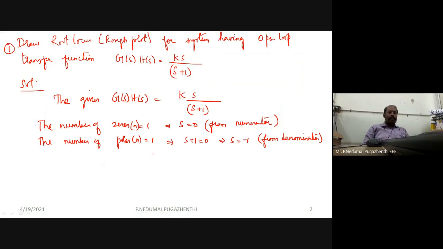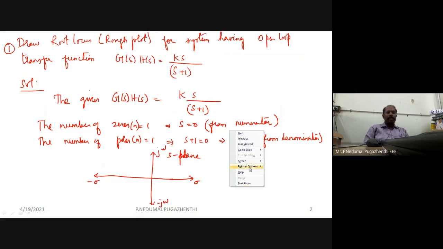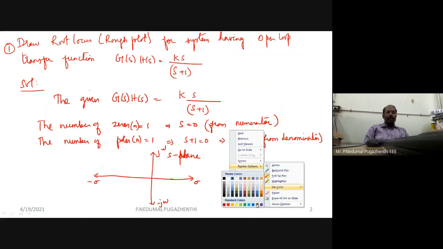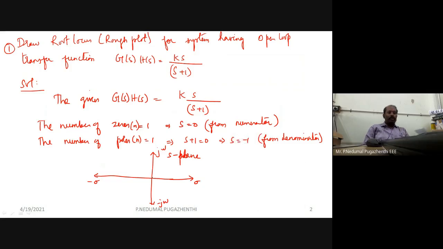So if I am roughly plotting a root locus plot in the S domain, let us say the S plane, you have sigma, minus sigma, j omega, and minus j omega. I'm just roughly pointing out the locations of the roots. So s is equal to 0, you have a zero, and s is equal to minus 1, you have a pole. A zero will be denoted as a circle, and a pole will be denoted as a cross. That is how we normally represent it.